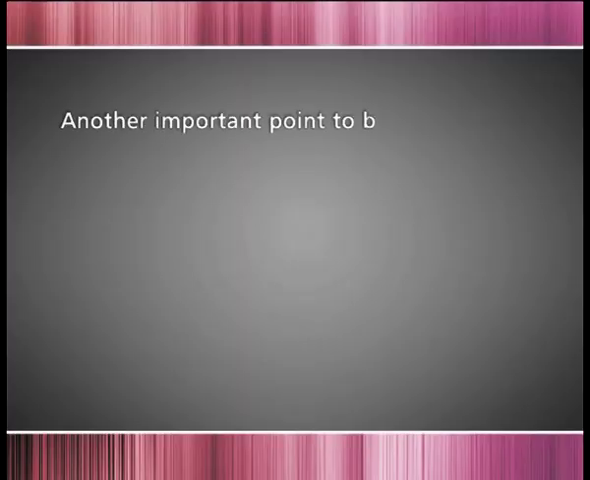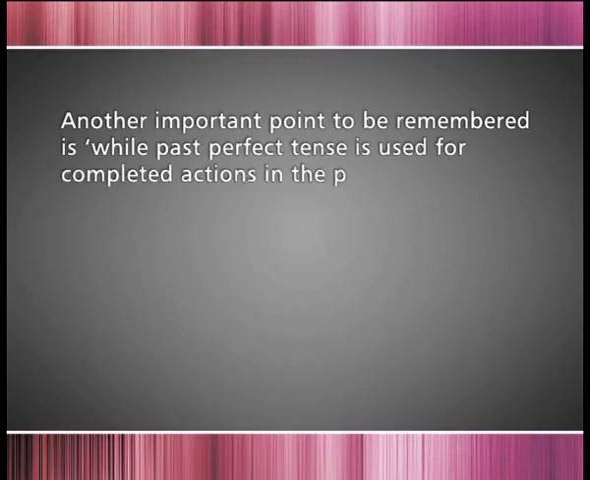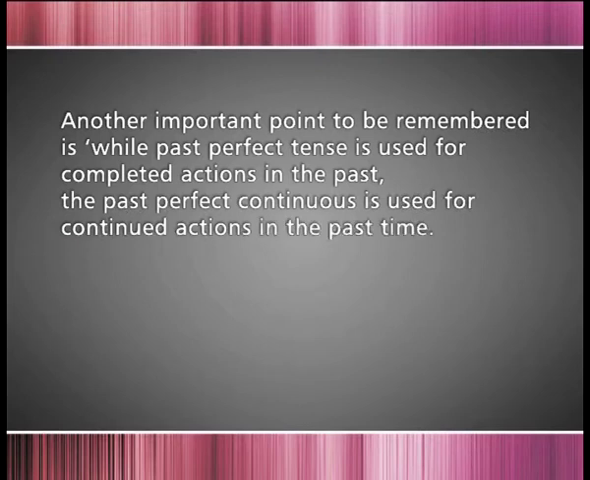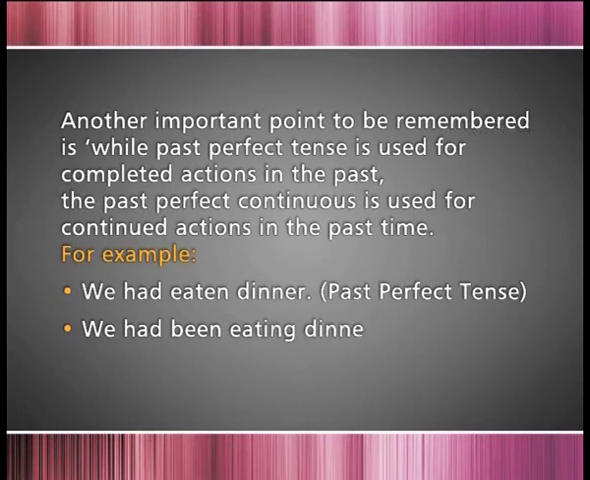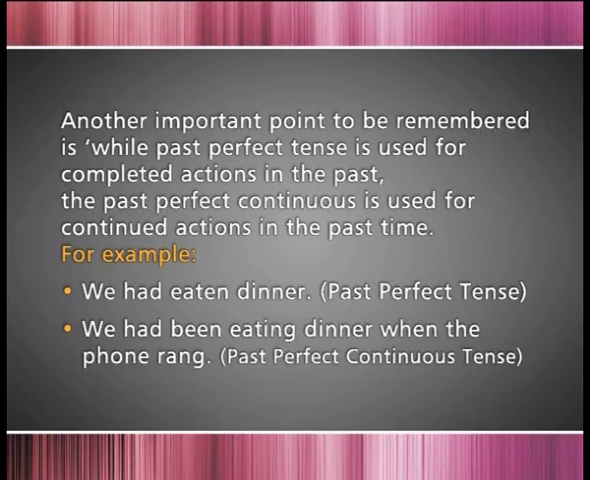Another important point to be remembered is that while past perfect tense is used for completed actions in the past, past perfect continuous is to be used for continued actions in the past. For example, we had eaten dinner, past perfect tense. We had been eating dinner when the phone rang, past perfect continuous tense.